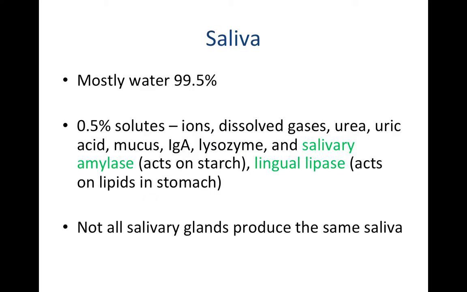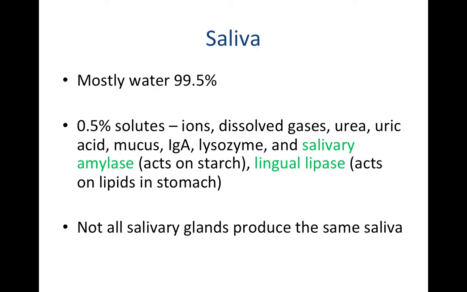Most of your saliva is water, but the last 0.5% or so are different solutes. So this is made up of ions, dissolved gases, urea, uric acid. You've got mucus, which helps to make your food a little bit more slippery as it slides down your throat. IgA, which is immunoglobulin A, which is a type of antibody. So you do have some immune function a little bit in your mouth. You've got lysozymes, which help to start that digestive process too.